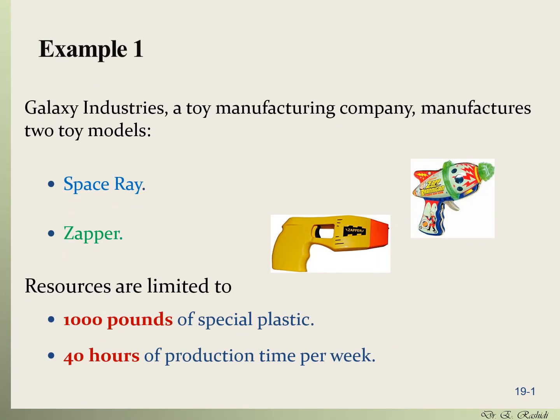Let's see an example, a problem that we're going to formulate as a linear programming optimization model, and then we're going to solve it. Galaxy Industries, a toy manufacturing company, manufactures two toy models. One is called the Space Ray, and the other is called the Zapper.